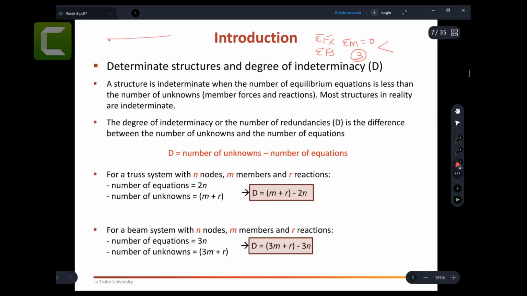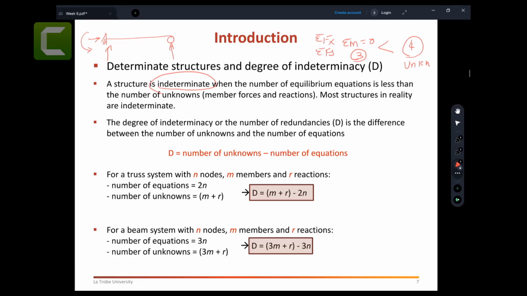For example, as in our previous example, we have unknown number 1, unknown number 2, unknown number 3, unknown number 4. So you have 4 unknowns. So whenever your number of equilibrium equations is less than the number of unknowns, or on the other hand, the unknown values are more than the equilibrium equations, then these structures become indeterminate. That is the name of those structures.